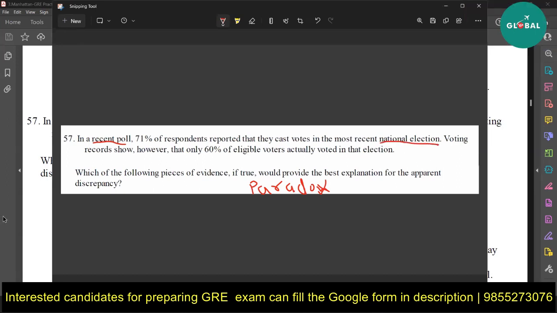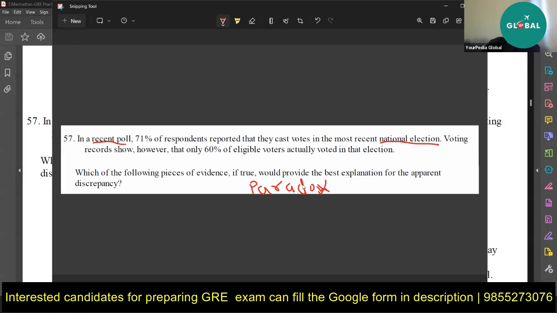So okay, the conclusion can't be like 60% of the eligible voters actually voted. Here you don't have to find the conclusion. This is a paradox type of question. Okay, this is different. Every piece of information is correct, but there is something which I can see in this paragraph. You always have to check for that when you get this type of paradox.